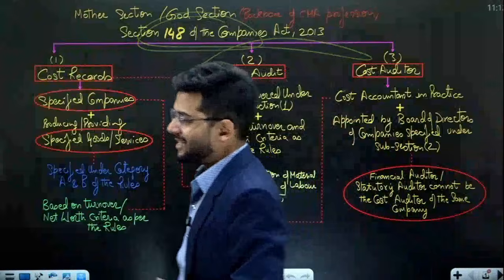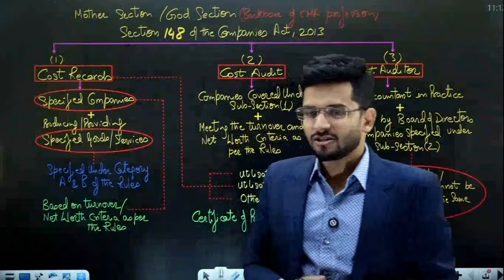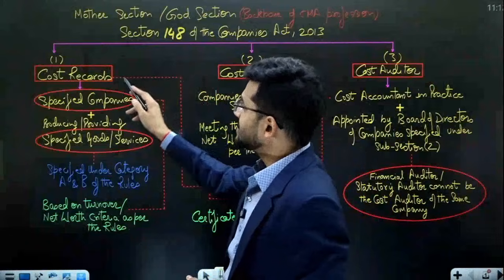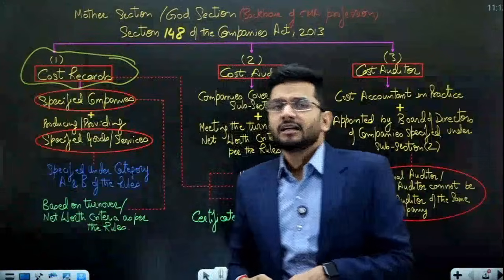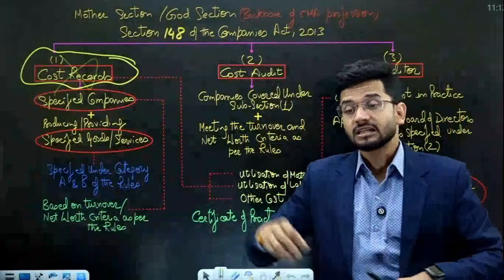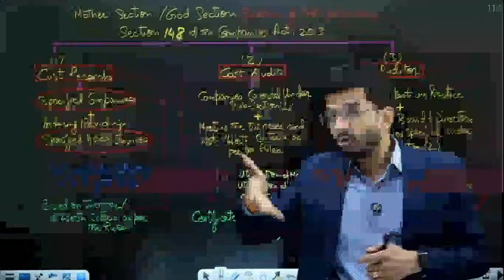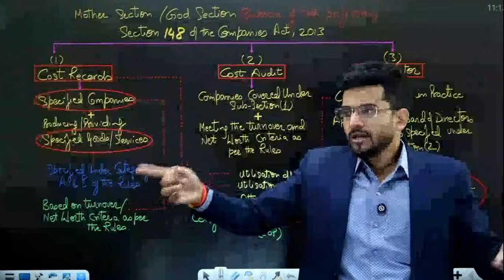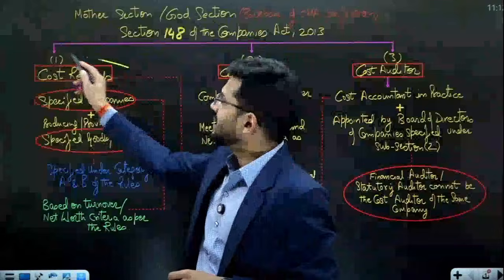So what does this section tell about costing? Yes guys, this section first of all lays down the principles of maintaining cost records. Obviously if you don't maintain your cost records, then cost audit is not possible. So the first requirement is to maintain your cost records, because unless records are maintained, audit is not possible, right? So the first subsection will tell you to maintain cost records.